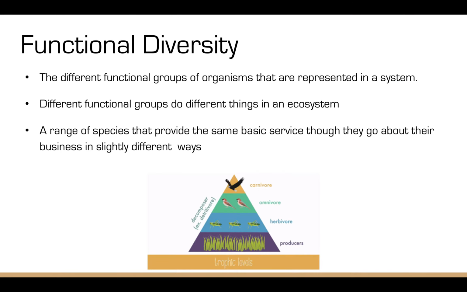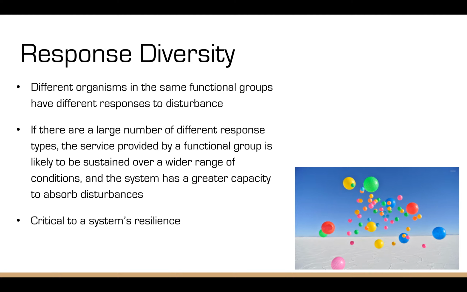And then functional diversity, we've also talked about before in the resilience text. It's defined as different functional groups of organisms that are represented in a system. So having more functional groups is also going to lead to having a more redundant system. Different functional groups do different things in an ecosystem. A range of species that provide the same basic service, though they go about their business in slightly different ways. So having different ways of responding as well, which is known as response diversity. Different species of the same functional group might respond to disturbance in different ways, through differences in size and scale giving them varied responses to disturbance.